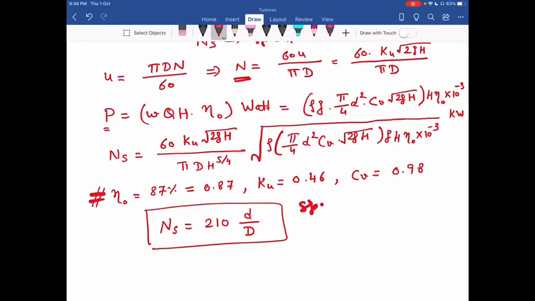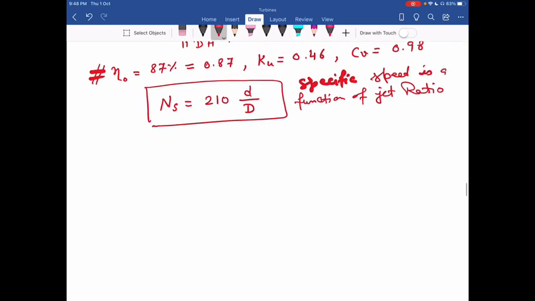You can say specific speed is a function of jet ratio. Okay. Then the number of jets. How do we decide the number of jets?